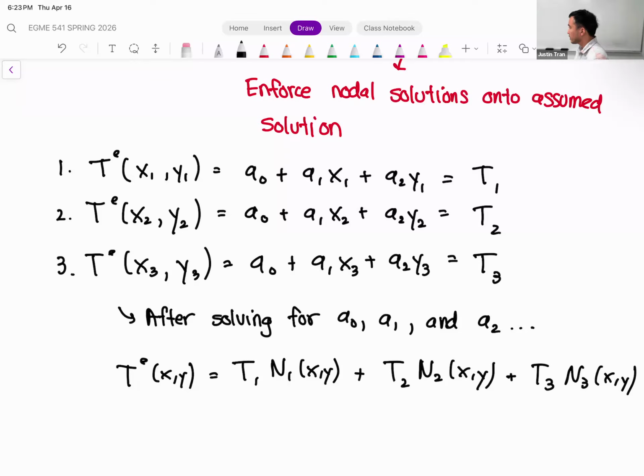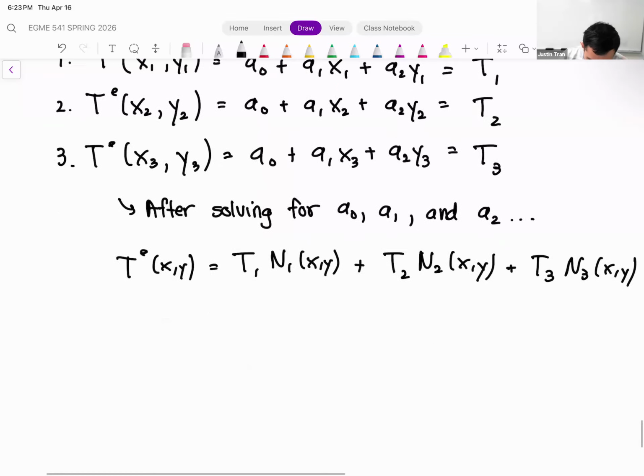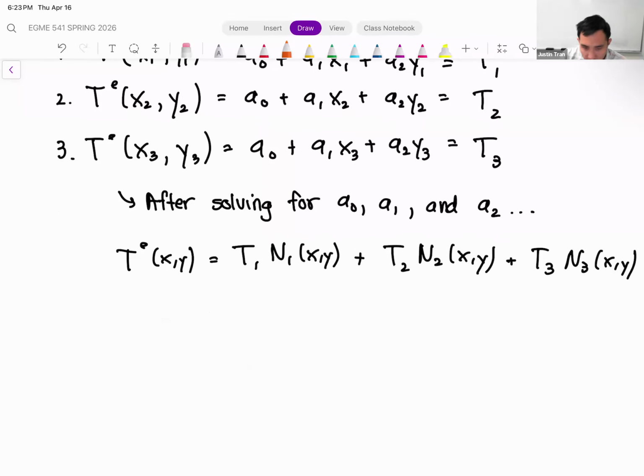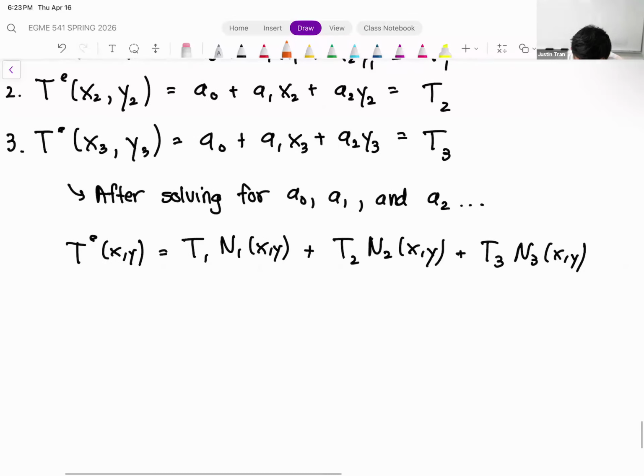If you want a refresher on this, we worked this out in detail for the 1D equations. After we solve for a0, a1, a2, there is a little bit of algebraic manipulation in order to get this expression here. If you want to work it out yourself, after plugging in and solving for a0, a1, a2, essentially you need to group like terms according to the nodal solution.